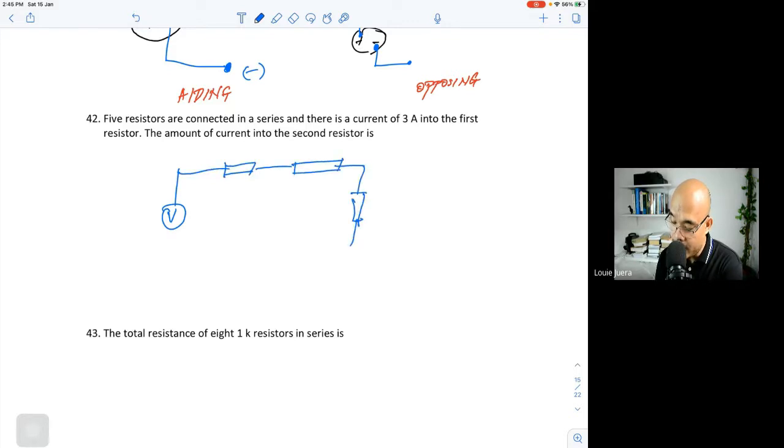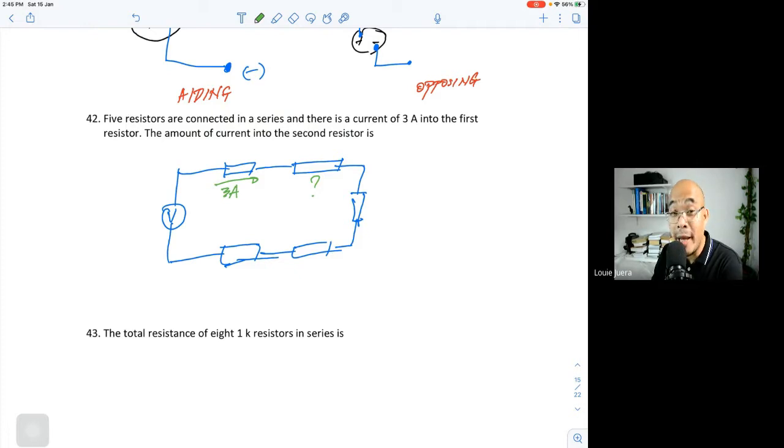In this problem, it was stated that there were five resistors connected in series. The problem also stated that the current in the first resistor is equal to 3 amperes. So the current flowing in the first resistor is 3 amperes. Now, the question is, what is the current in the second resistor?